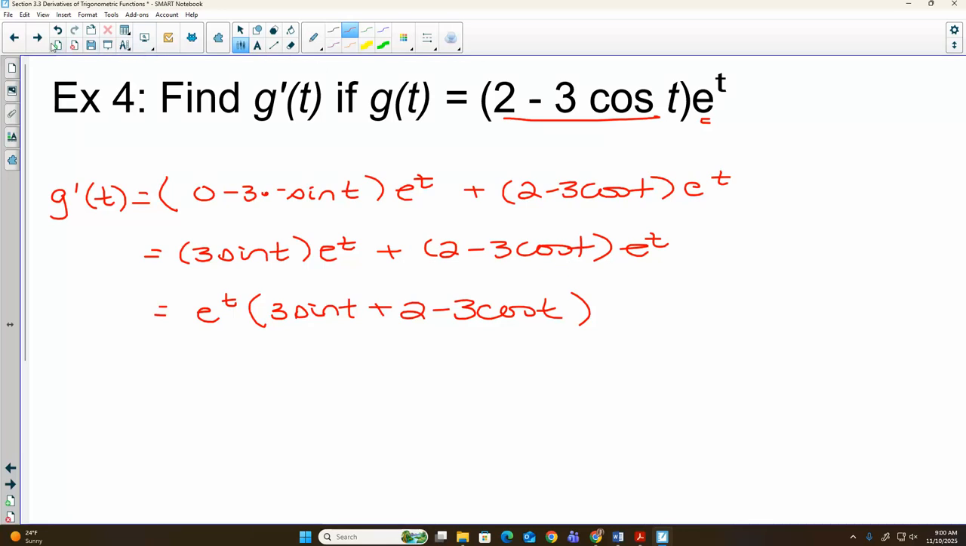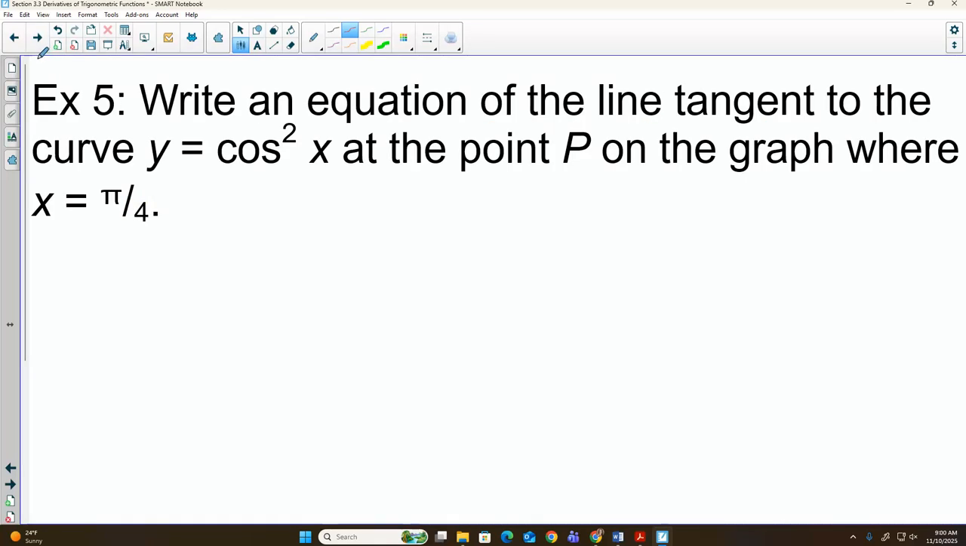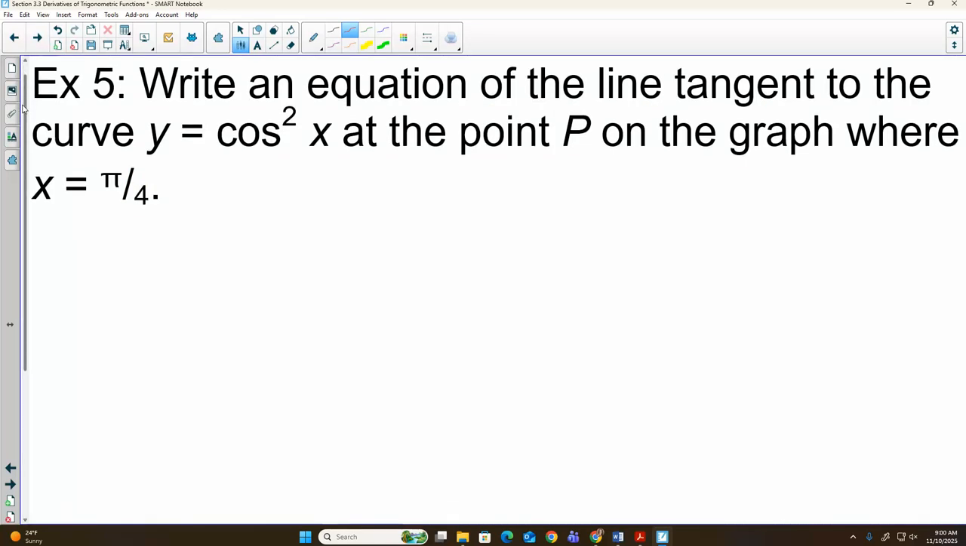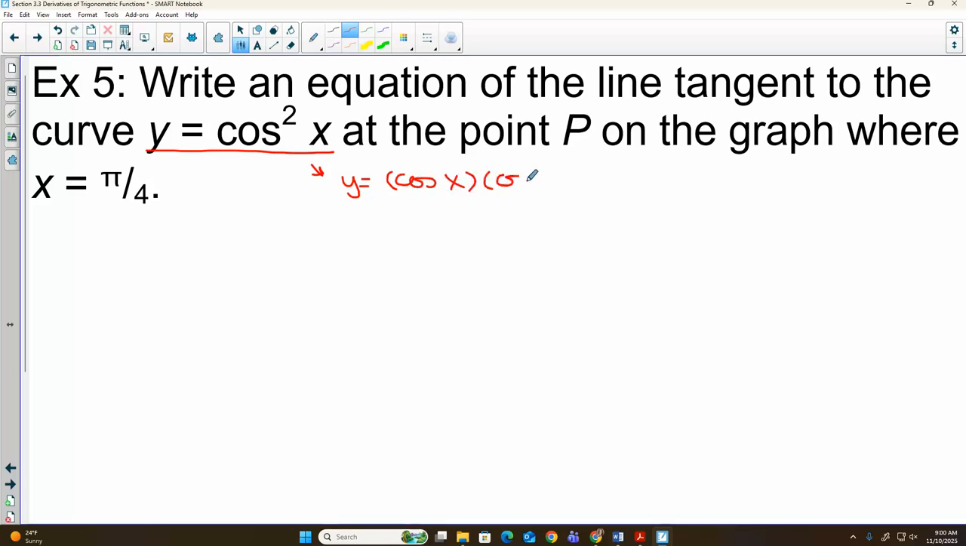Let's take a look at another one. Want the equation of the line, tangent to y equals cosine squared x at the point on the graph where x is pi over 4. All right. When you have cosine squared, that means we have cosine x times cosine x. So to do its derivative, we have to do a product rule.